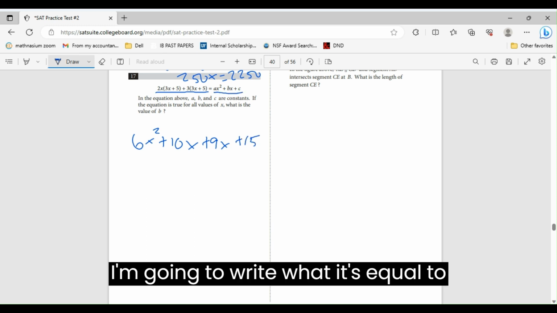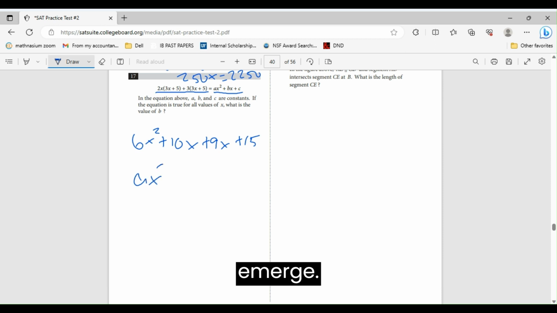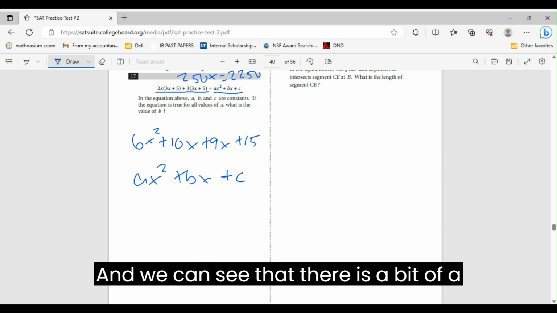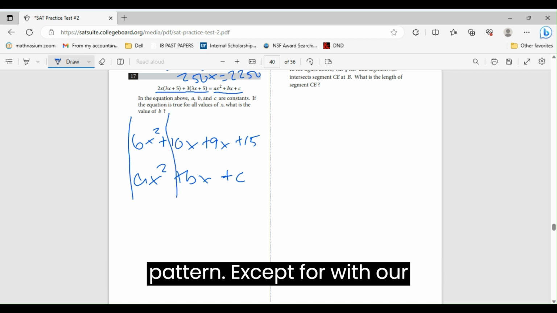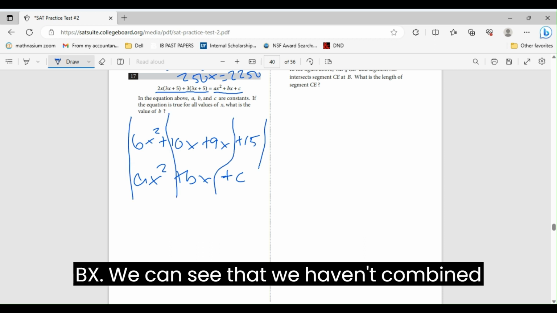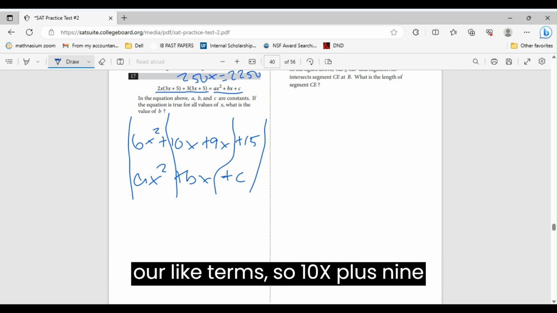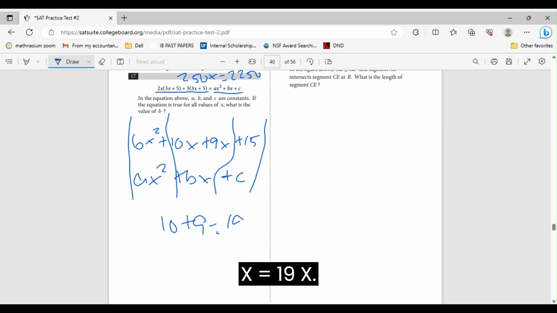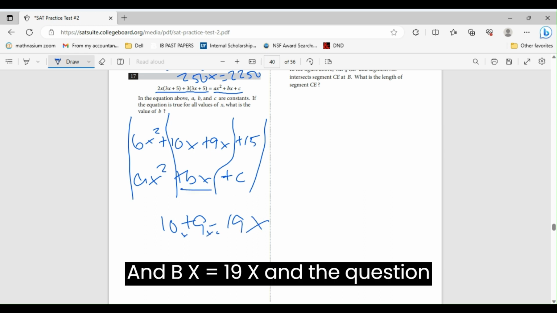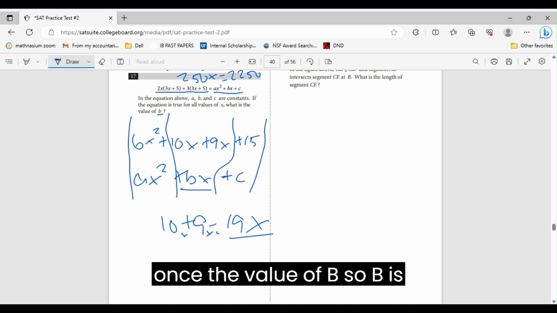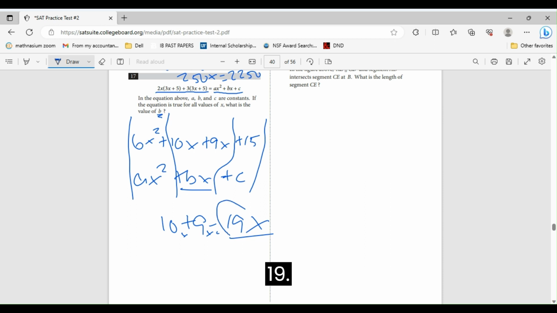I'm going to write what it's equal to right beneath it to see if any patterns emerge. And we can see that there is a bit of a pattern, except for with our bx. We can see that we haven't combined our like terms, so 10x plus 9x equals 19x. And bx equals 19x. And the question wants the value of b, so b is 19.